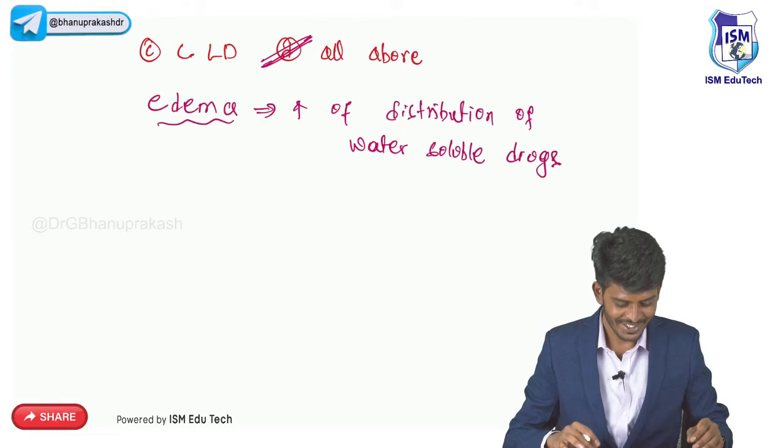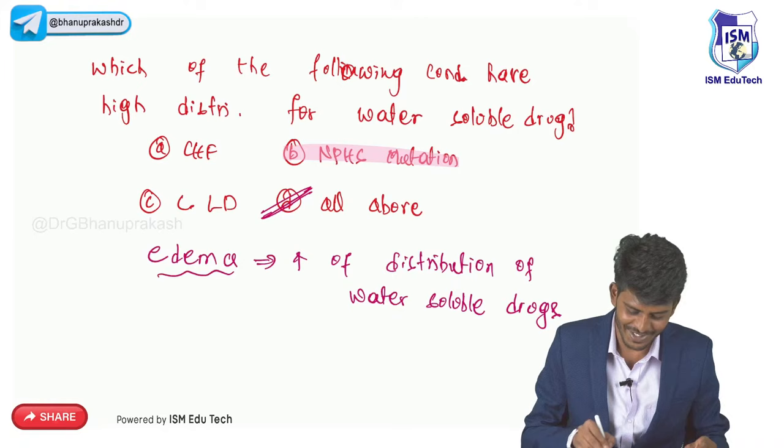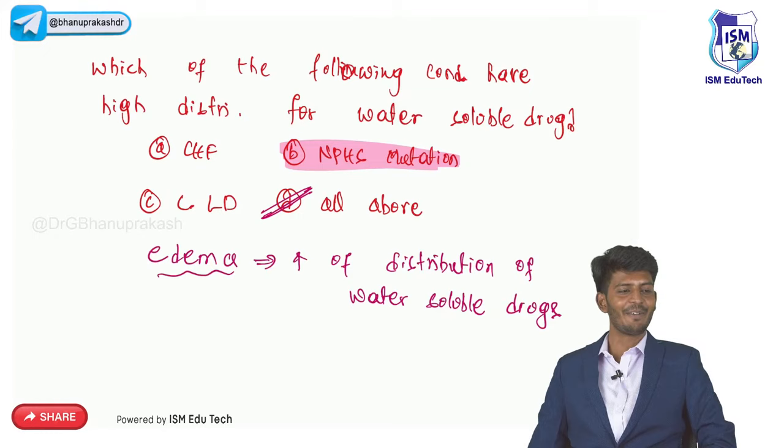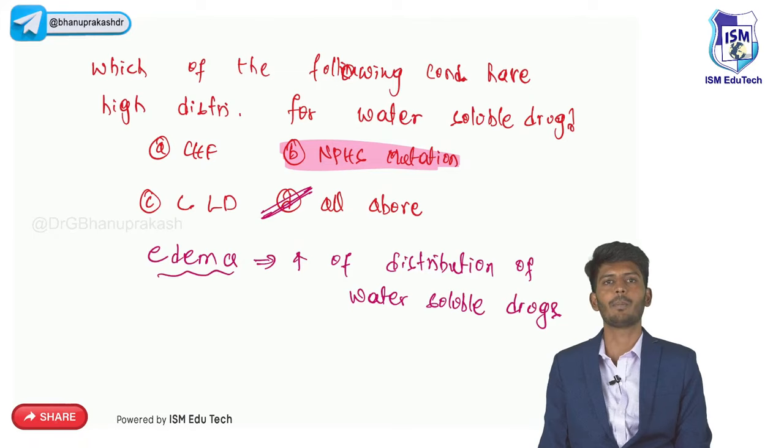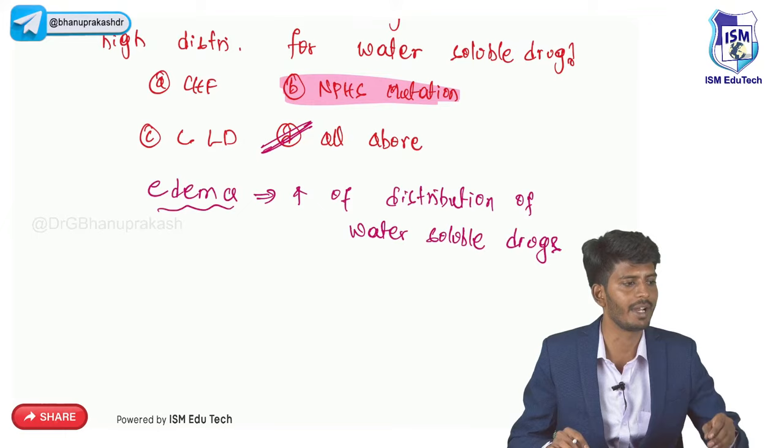Now most of you people are thinking, sir, what the hell is this NPHS mutation? We have no idea. Okay. Now, listen to me very carefully. NPHS is a gene in which nephrotic syndrome will occur. NPHS1 and NPHS2 gene mutations will lead to nephrotic syndrome, congenital nephrotic syndrome. Any nephrotic syndrome patient will have edema. In patients with edema, again, the water-soluble drug will have better distribution. Got the point?